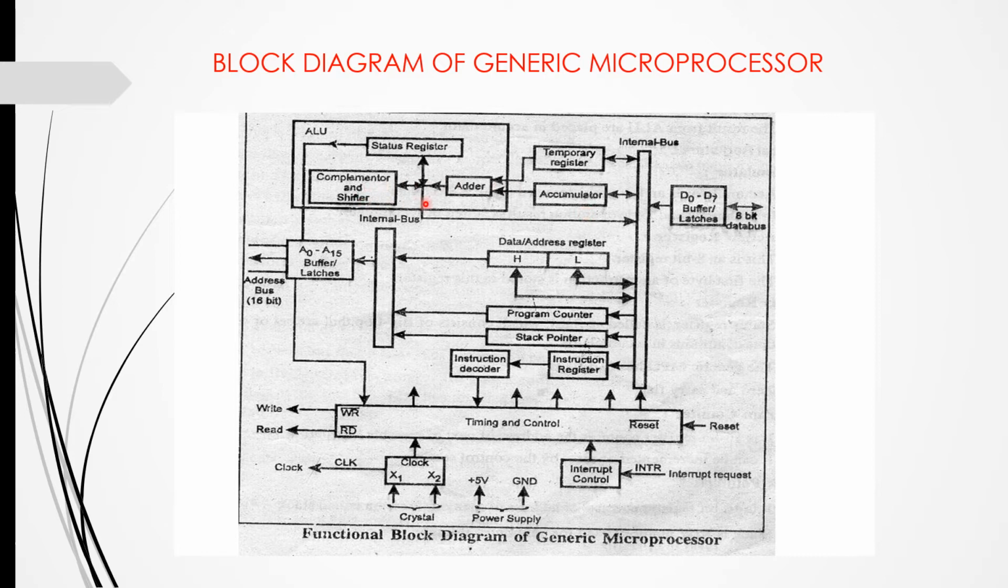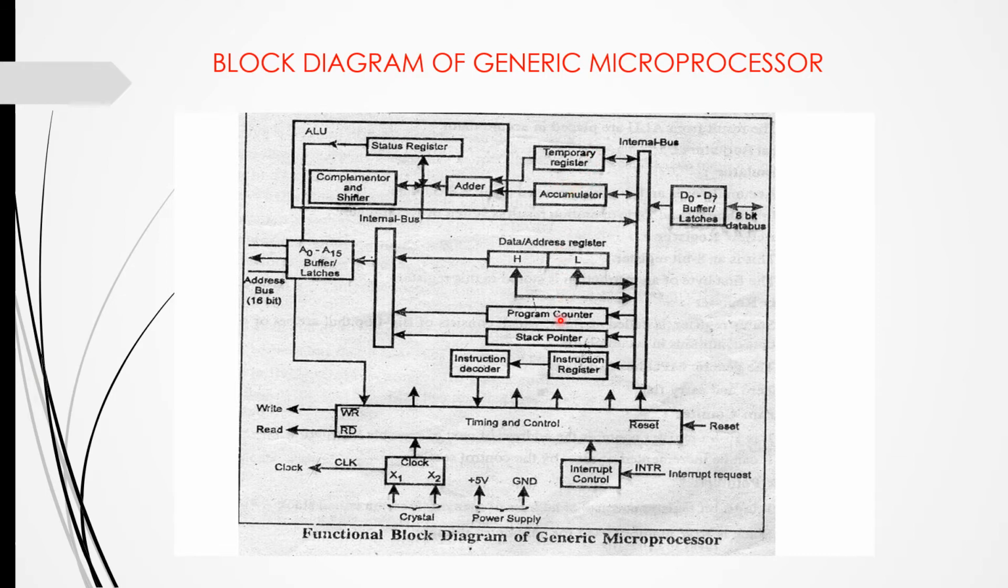Here you can see status register. It is set of flip-flops. This is also called as flag register. Microprocessor has two flags, carry flag and zero flag. Temporary register is used to store the data temporarily.